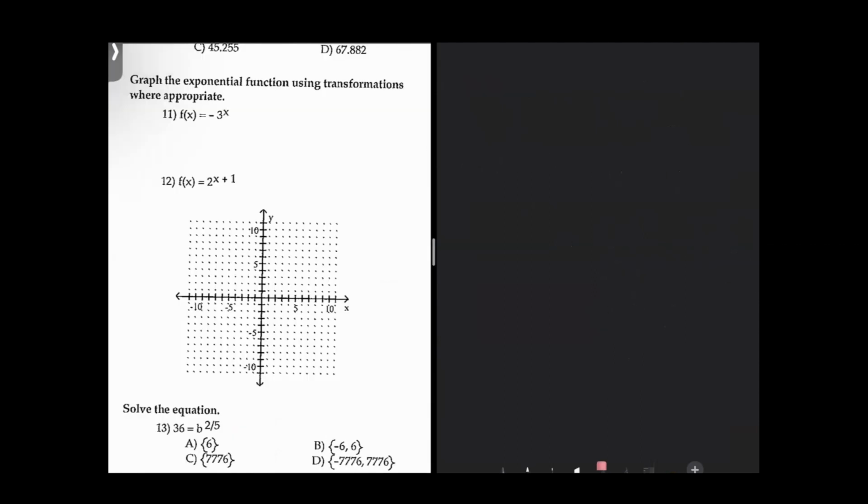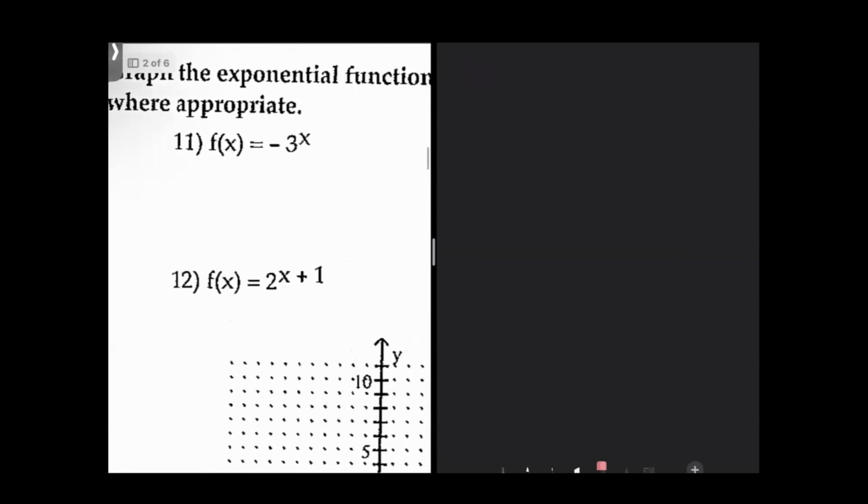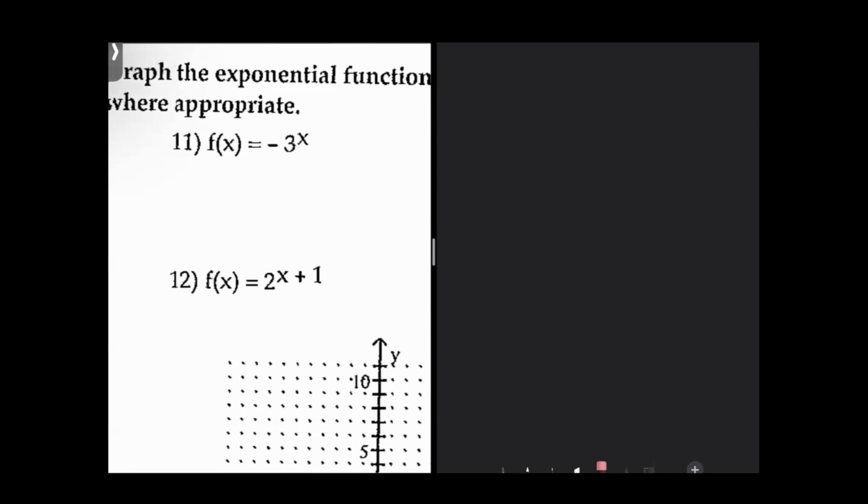Number 11, we're asked to graph the exponential function. So let's look at it. We have f of x equals negative 3 to the x. So f of x is negative 3 to the x.